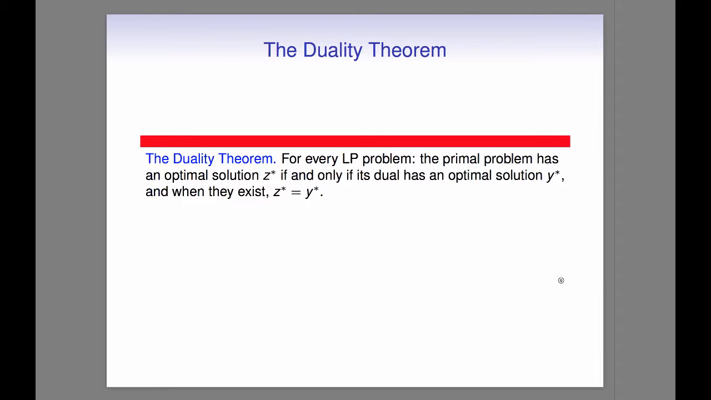Now the main theorem is this duality theorem, which says that the primal problem has an optimal solution if and only if its dual has an optimal solution, and when they exist, they're equal. So that's the famous duality theorem.